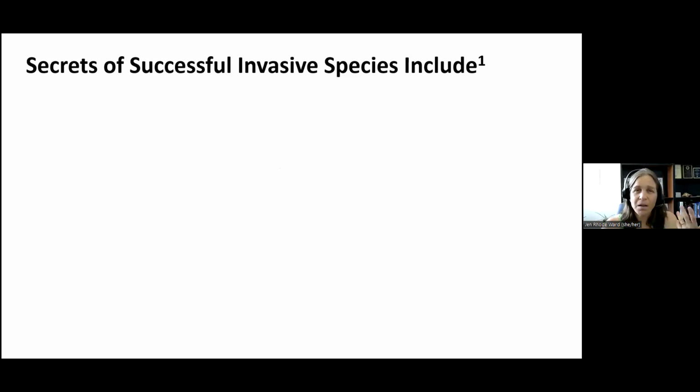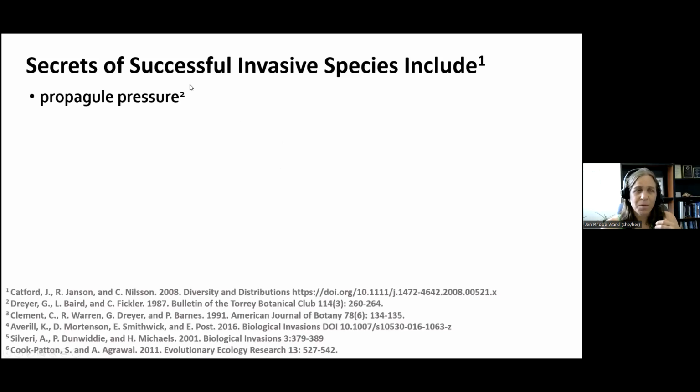The most common of these hypotheses are things like propagule pressure. So propagule pressure says that invasive species just make so many seeds that some percent of them are going to germinate and grow up and succeed. And so just by means of making a lot of offspring, that species can become established and problematic.